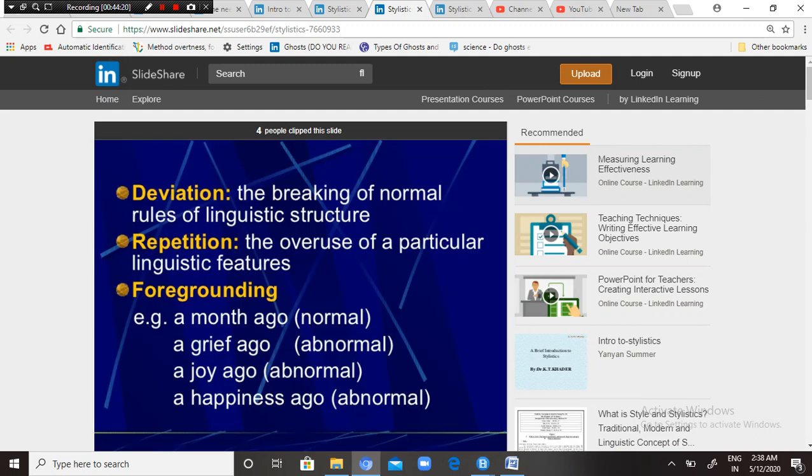Deviation: the breaking of the normal rules of a linguistic structure. Repetition: the overuse of particular linguistic features. Foregrounding: for example, a month ago, a grief ago, a joy ago, a happiness ago.